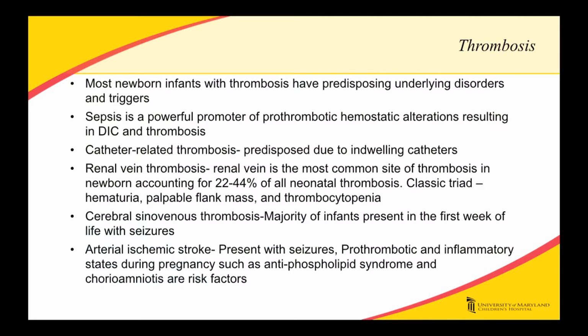All right, real quickly, because I'm running out of time. Thrombosis. Most newborn infants with thrombosis have a predisposing underlying disorder and trigger. Sepsis is a very large, powerful promoter of prothrombotic hemostatic alterations, resulting in a combination of DIC and thrombosis. Catheters: babies have these catheters in. You have to think about it. It has to be on your radar. It predisposes them to thrombosis. And renal vein thrombosis is actually very common.